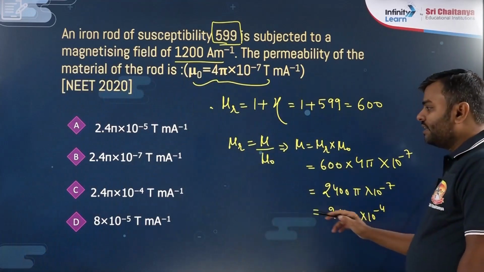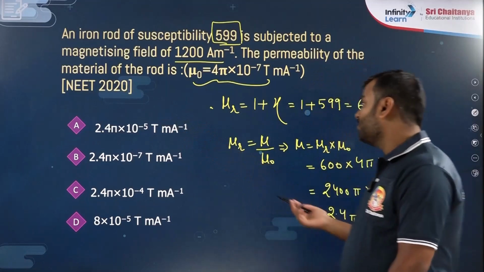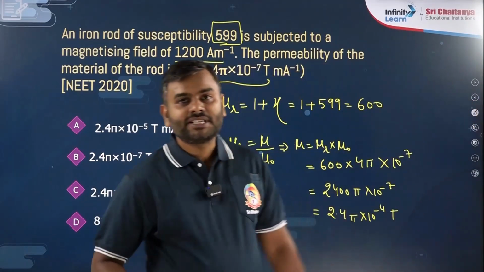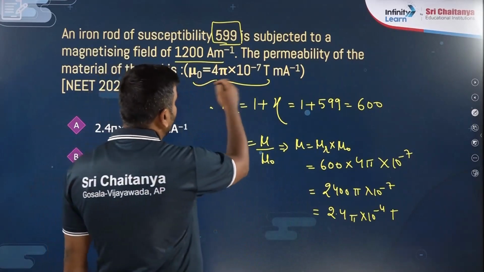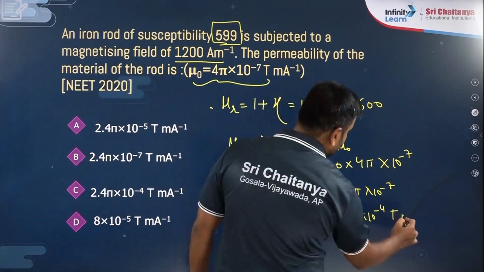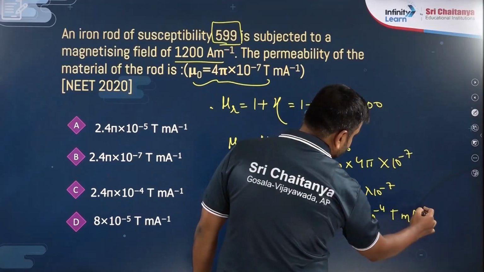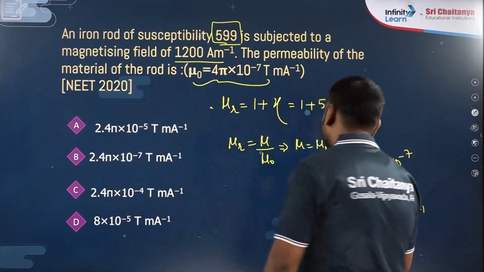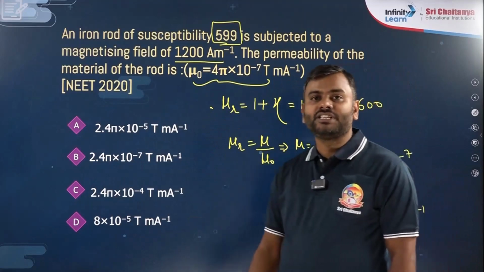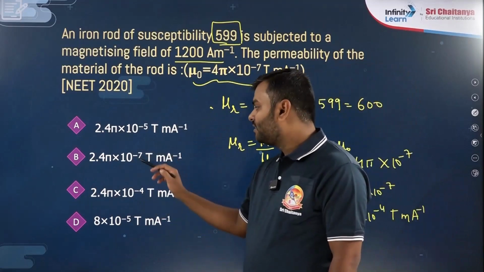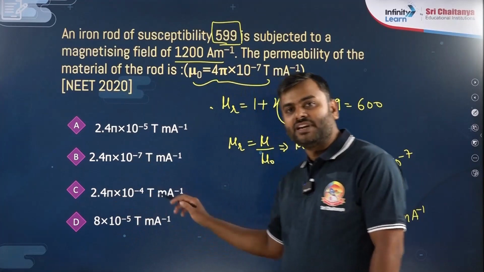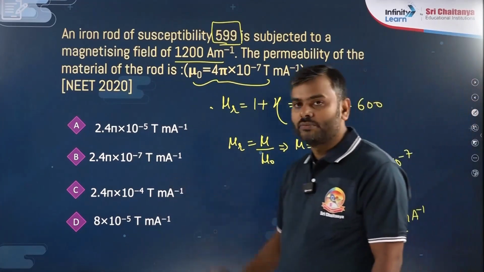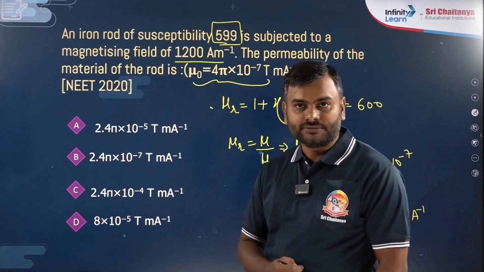And now, what will be the unit we have? The unit comes out to be Tesla. The unit will be the same as the unit we have for this mu naught. What is that? Tesla meter ampere inverse. Now, out of all these options, which one is the correct option? You can see that the correct option is option C. We have got exactly the same value. So that is the correct option. I hope you have understood that.